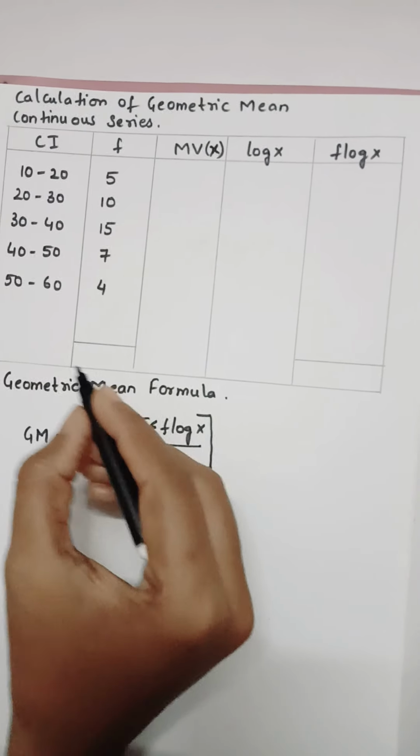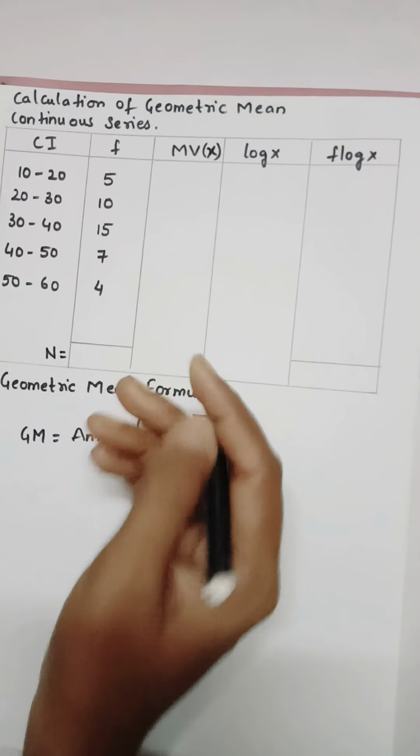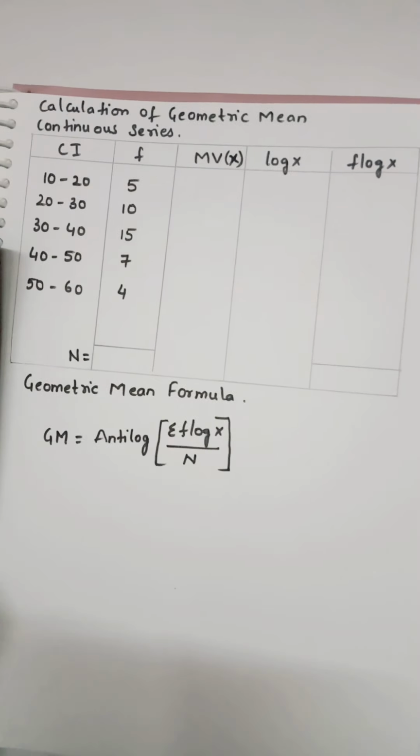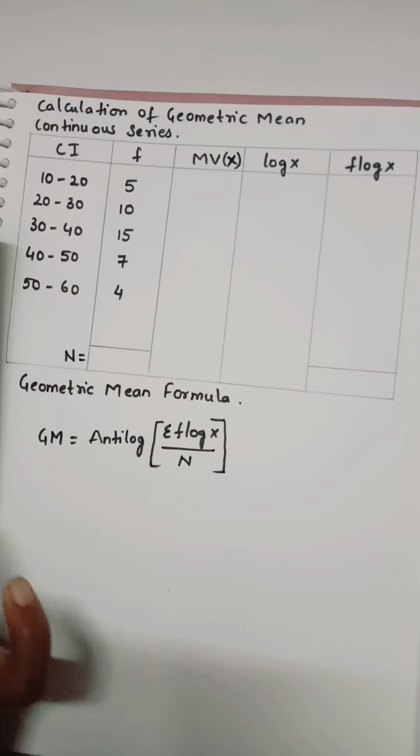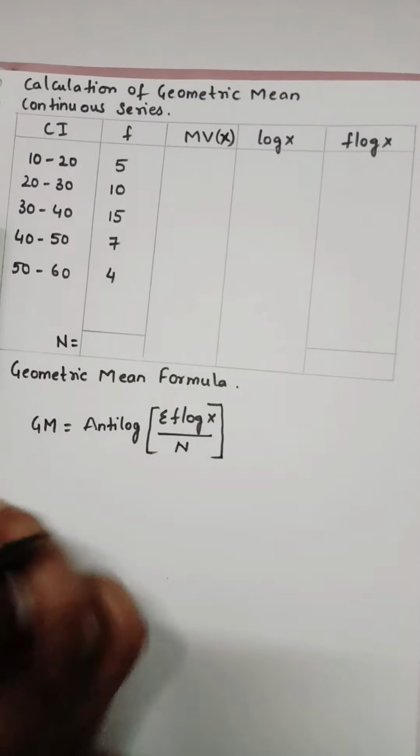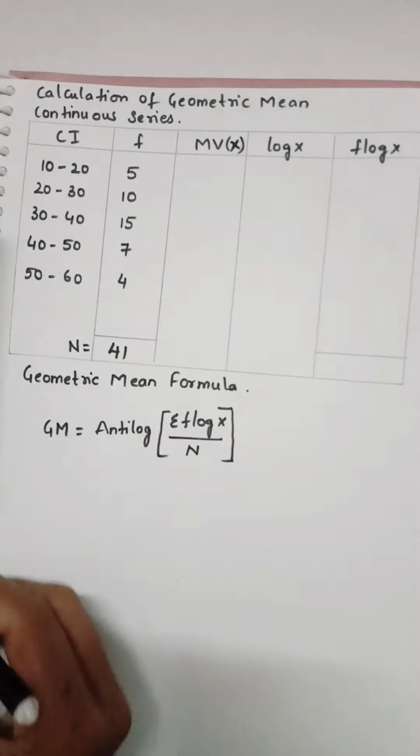The first step is we need to add the frequencies. N is the number of observations. So the frequency total is 5 plus 10 plus 15 plus 7 plus 4, which is 41.